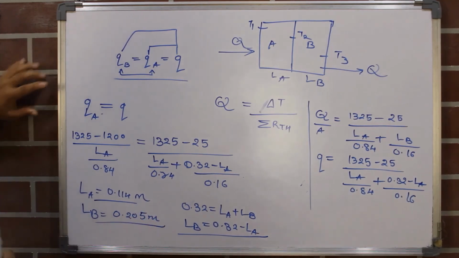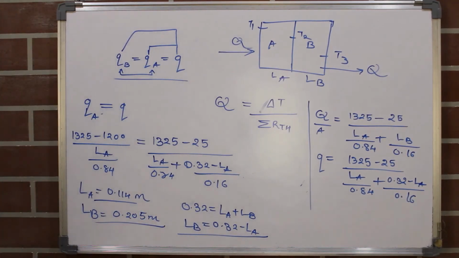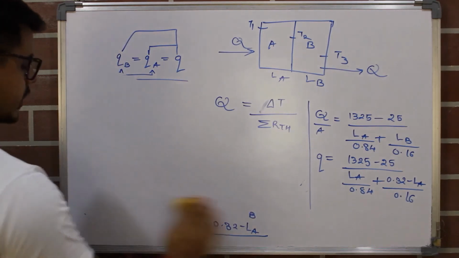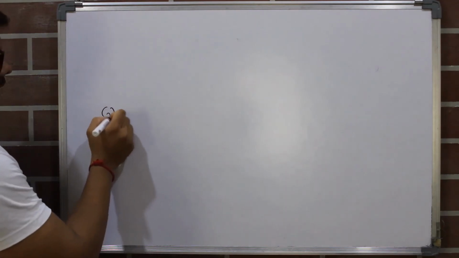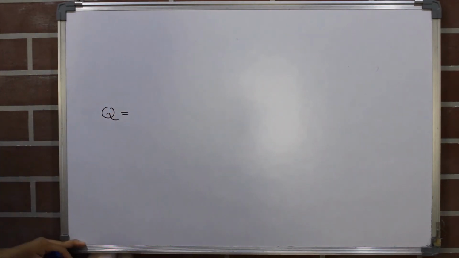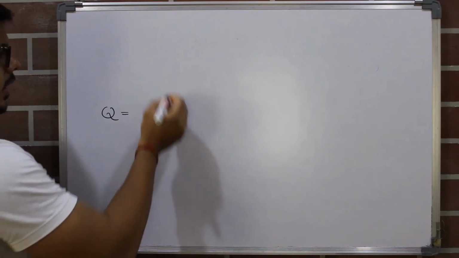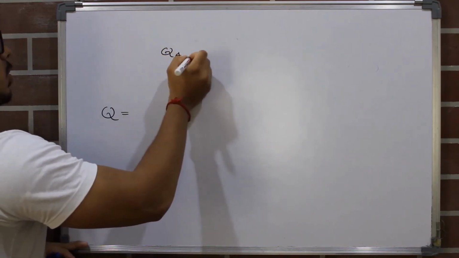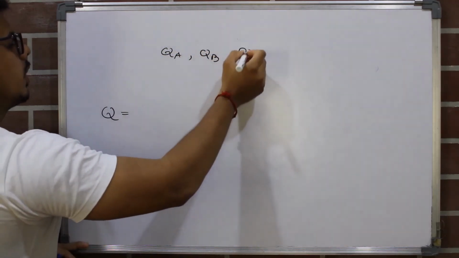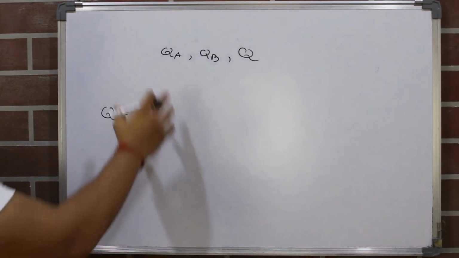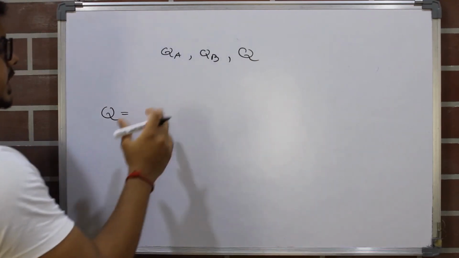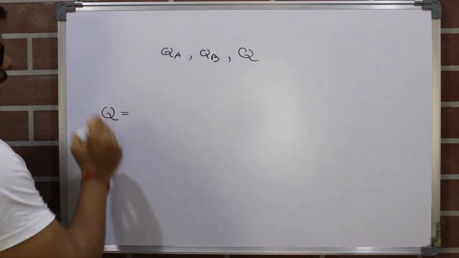So we got the values of LA and LB by the second method also. Now we will see the heat loss. The second thing we want to find is the heat loss. So for heat loss, we can find QA, or QB, or overall Q. From the three you can find any, because all three are equal because of the series combination. So we will find Q.